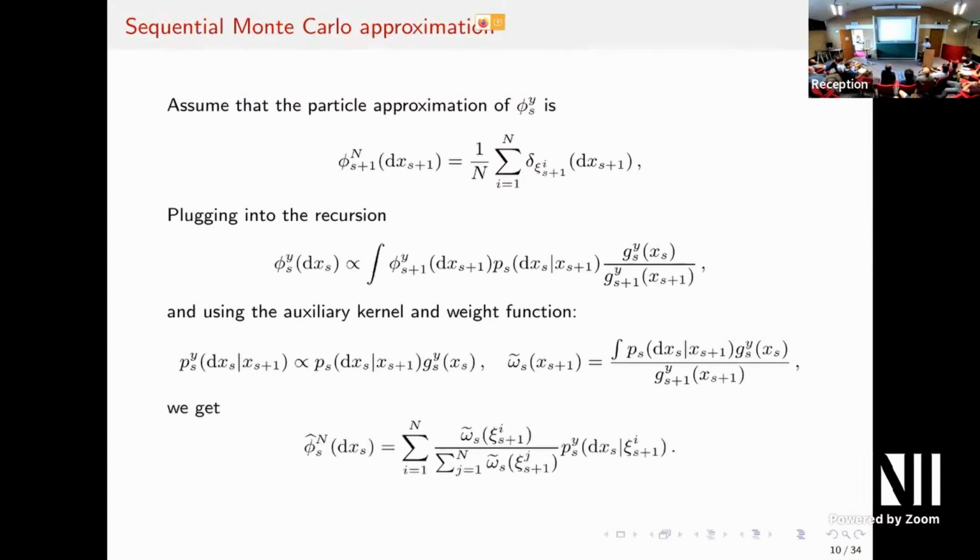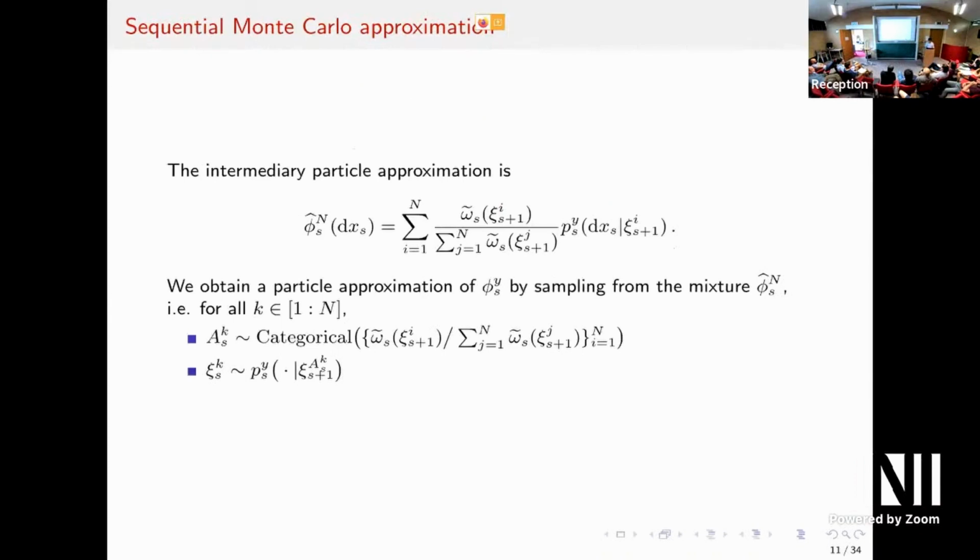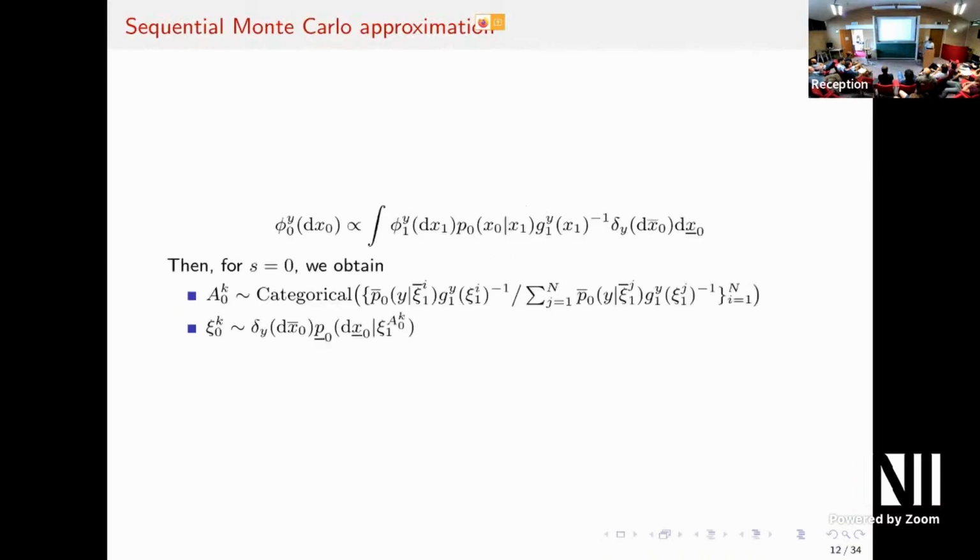So if we plug these approximations into the recursion, we get this mixture model. To sample from this mixture model, you sample a categorical variable, your ancestor, according to the self-normalized weights, and you propagate according to the kernel conditional on this ancestor particle. This is standard sequential Monte Carlo.